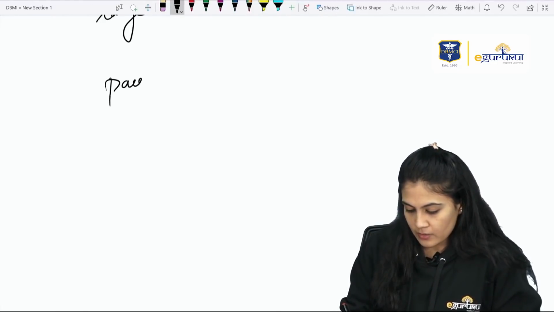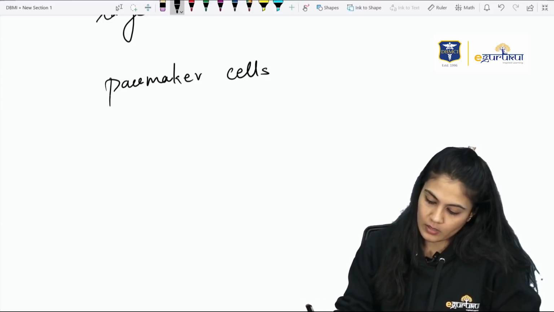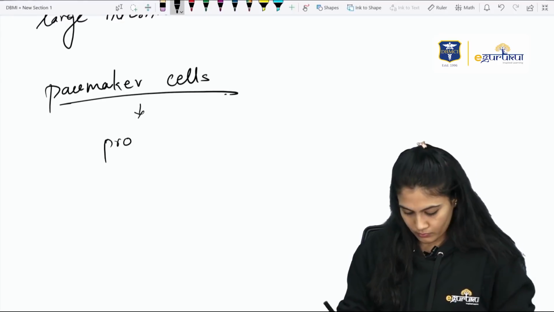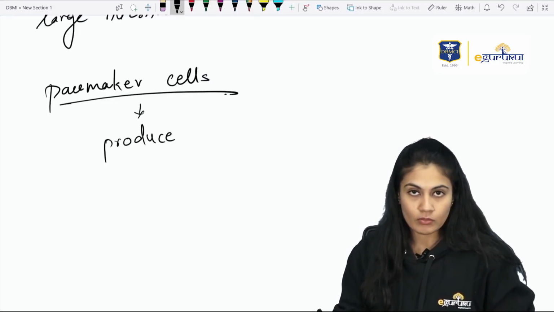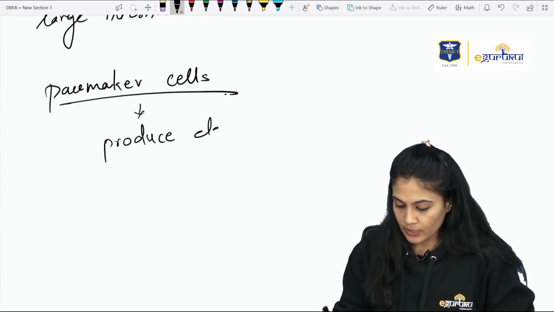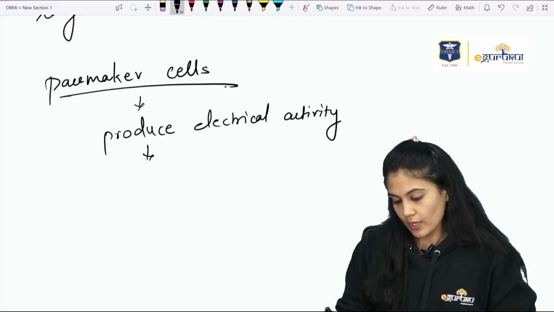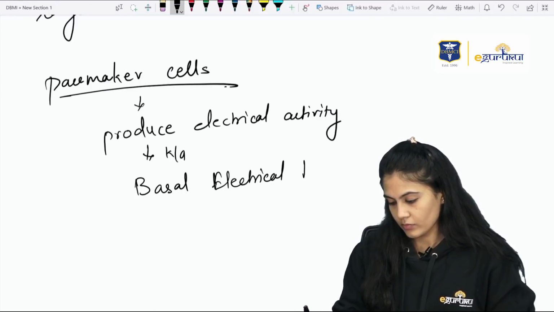Now these pacemaker cells, the interstitial cells of Cajal, are going to produce electrical activity, because the mechanical activity will always follow the electrical activity. So they are going to produce the electrical activity which is known as basal electrical rhythm.